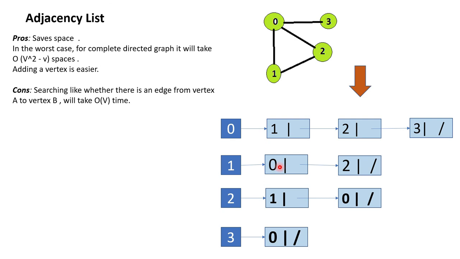As it is the first element, we are getting it in less time. Suppose we have to find whether a connection is present from 0 to 3 or not, then we have to come to 0, then we have to search for 3. Yes, 3 is present, that means there is a connection from 0 to 3. So I have to traverse the whole linked list. So that's why it is taking O(V) of time.